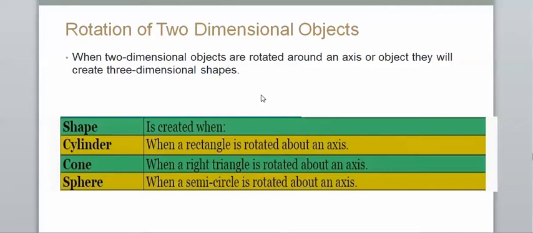If we rotate two-dimensional objects around an axis or around an object, they will create three-dimensional shapes. We could do this with any of our circular three-dimensional objects. A cylinder can be created when I rotate a rectangle about an axis. A cone can be created when I rotate a right triangle about an axis. And a sphere can be created when I rotate a semicircle about an axis.